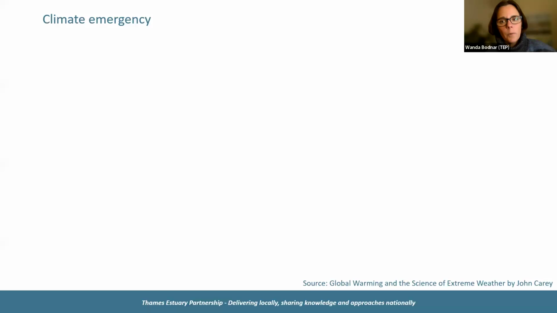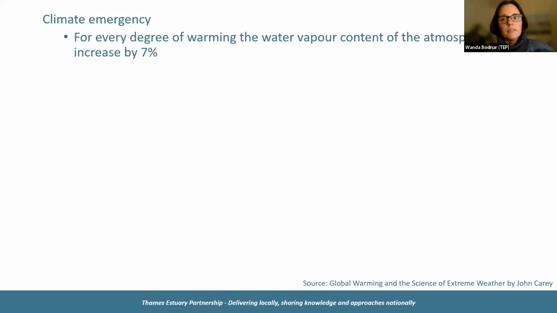This increasing storminess is the reason why the storm naming system had to be introduced in 2015. One of the reasons why these heavy rainfall events are occurring and will continue to occur around the world is because for every degree of warming, the water vapor content of the atmosphere will increase by 7%, and so the intensity of the downpours will also increase.